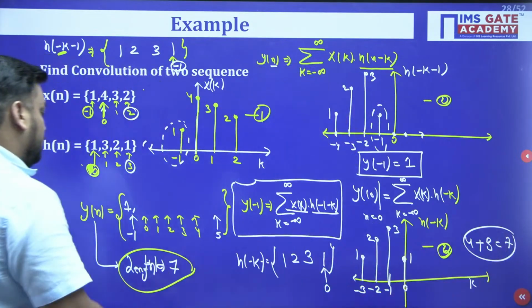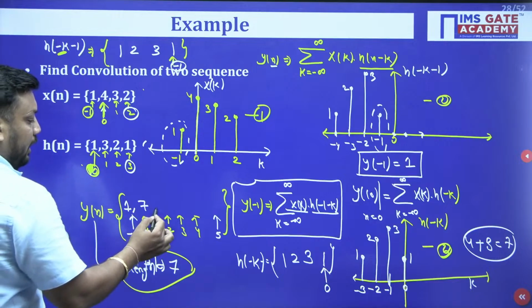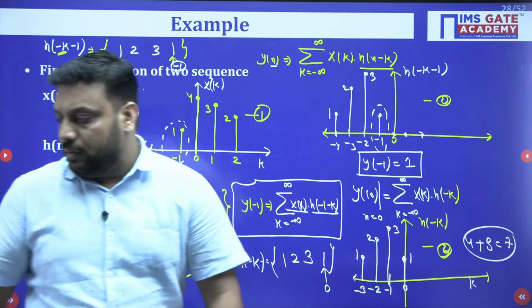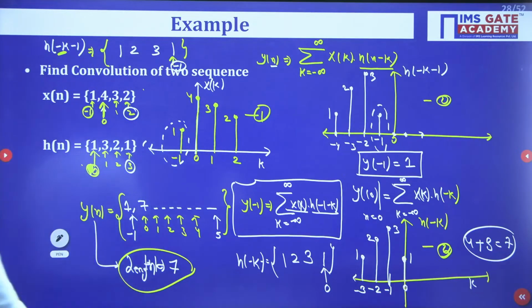So it means the y[0] value will be 7 only, and so on we can continue this. Right, beta? So just complete this part, just complete all the curves. After that we will solve the same question with the matrix approach.